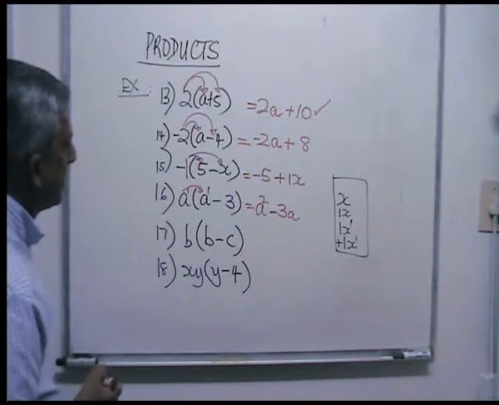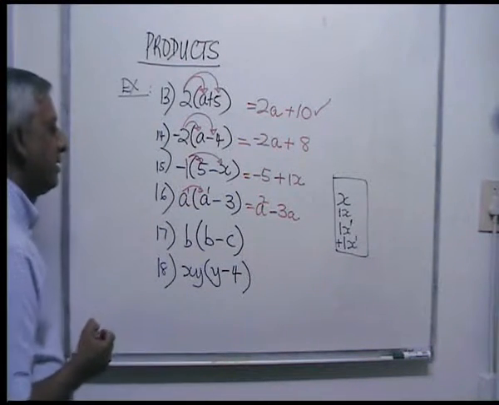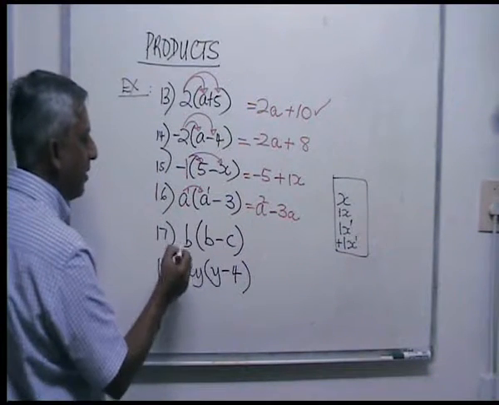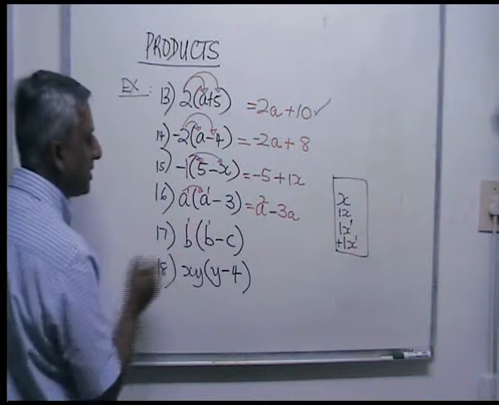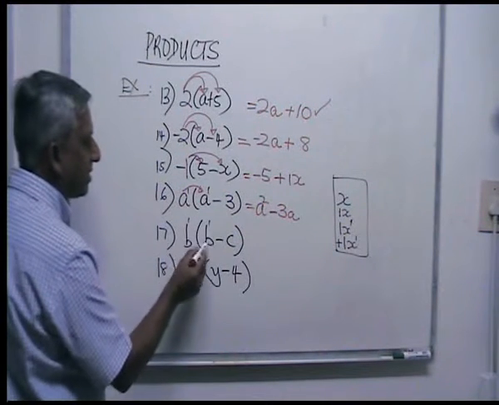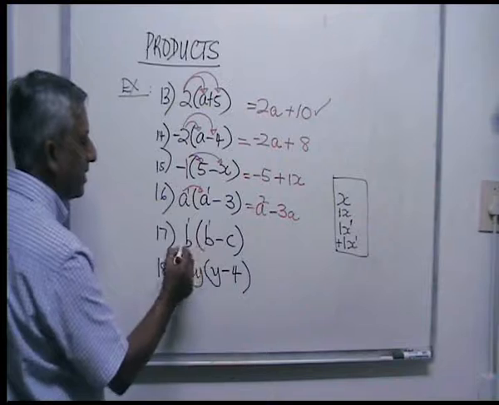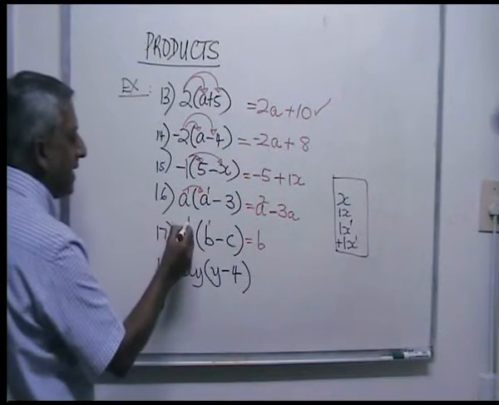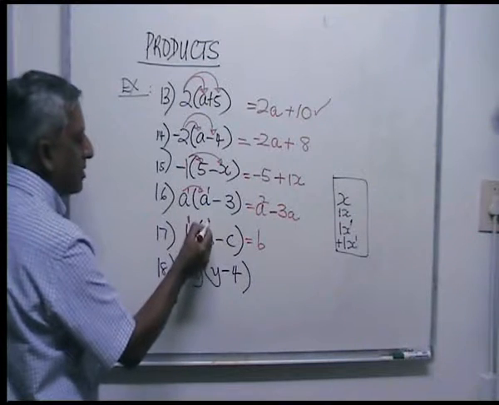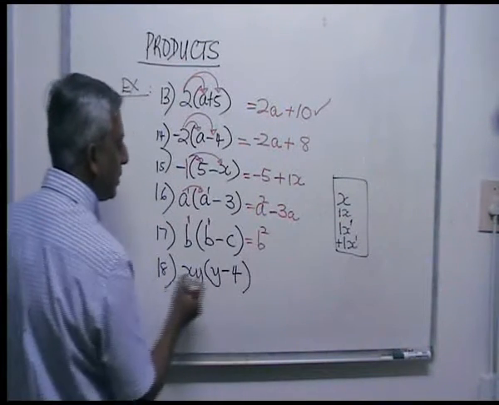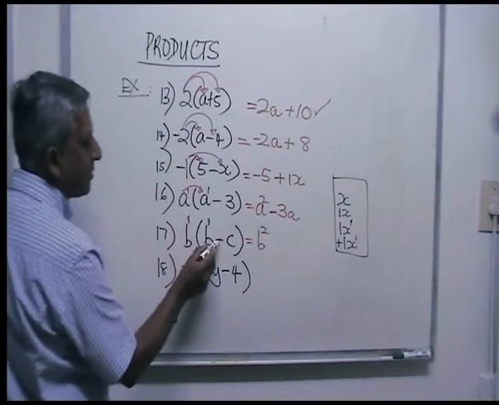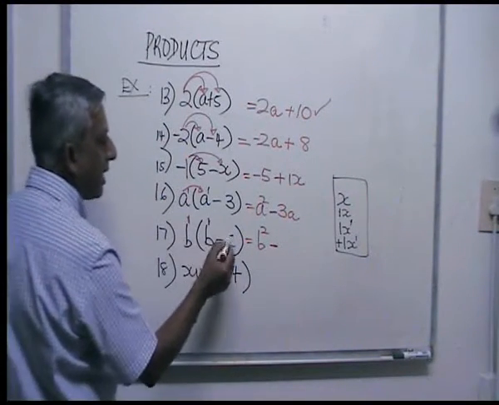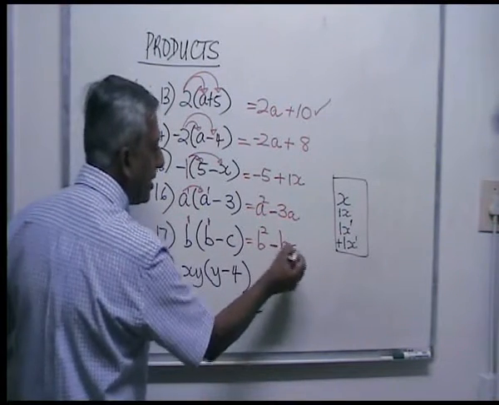Right, let's move on to number 17. b times b. Well, these are powers. The index here is 1, the index here is 1. Write down the common base, or write down the same base only one time. So I write it down one time and then add the indices. 1 plus this 1 gives me 2. Then plus times minus gives me minus. B times C gives me bc.